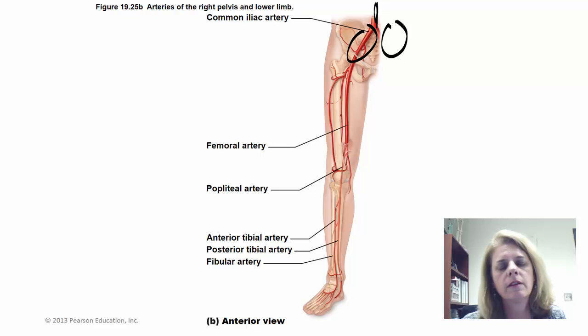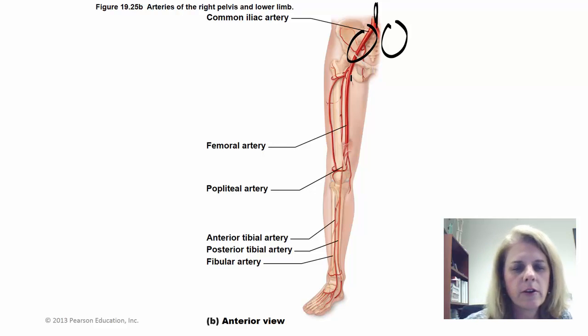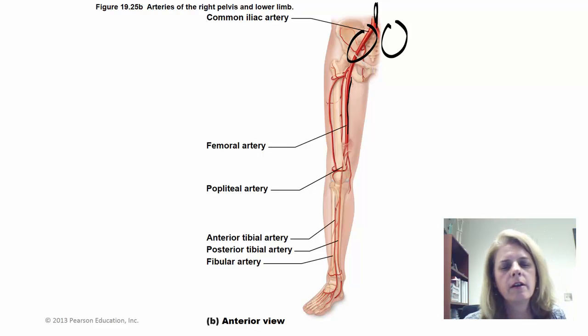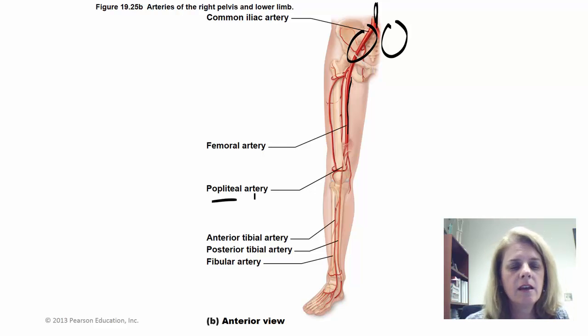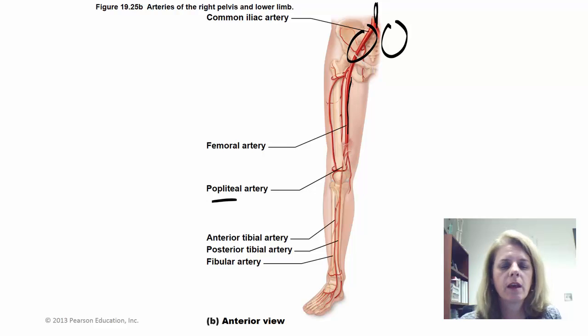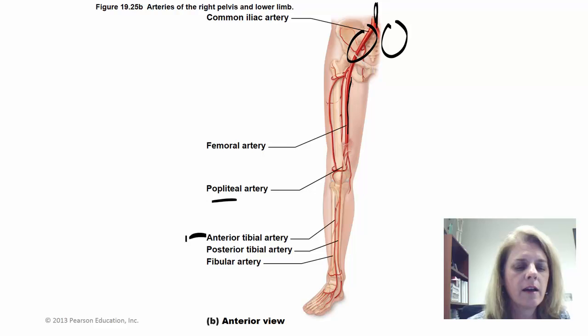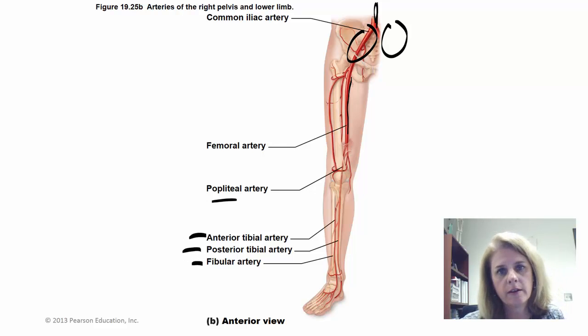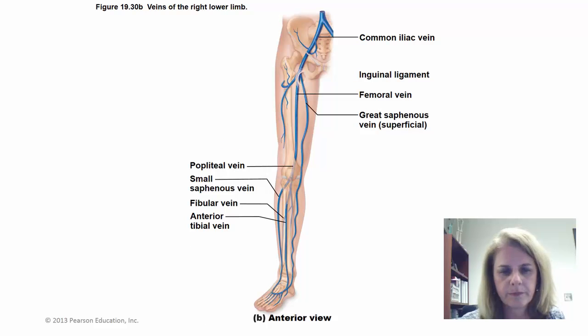So you have the common left and right iliac arteries. The iliac artery will then turn into the femoral artery. That artery then goes behind the knee. It becomes the popliteal artery. And then below the knee, it splits into three. You have an anterior tibial, posterior tibial, and fibular artery. So one's in front of the tibia, one's behind the tibia, and one's near the fibula. Okay, so if you remember your bones, this should help you remember how to find them.